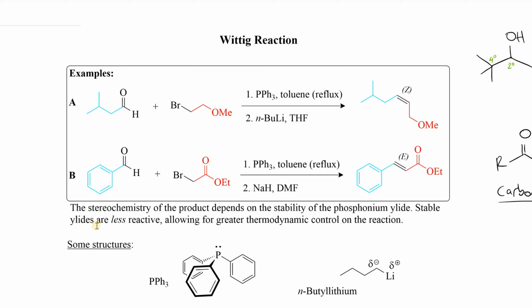So if we have a more stable ylide, we form the more stable alkene. And the converse is true too. If we have a reactive ylide that is not stable, it's unstable, we form the Z alkene, which is the less stable analog of the E alkene. So let's see what differentiates stable and unstable ylides with the reaction mechanism.